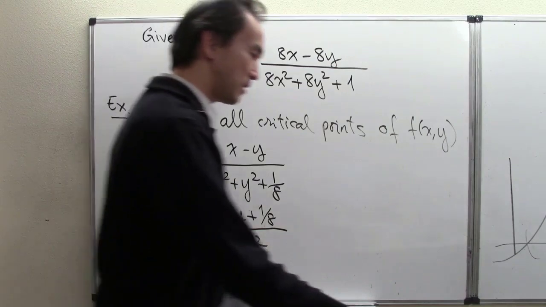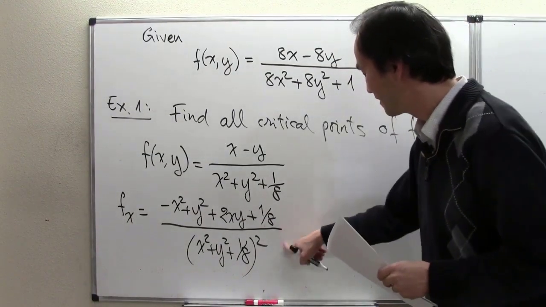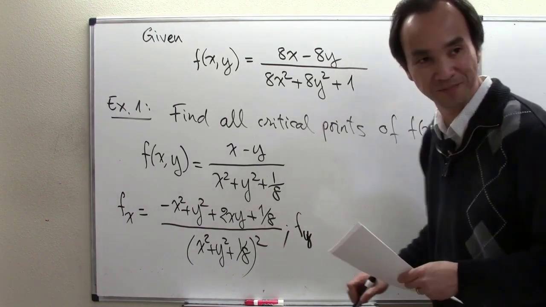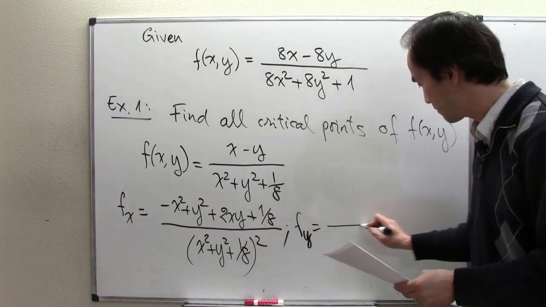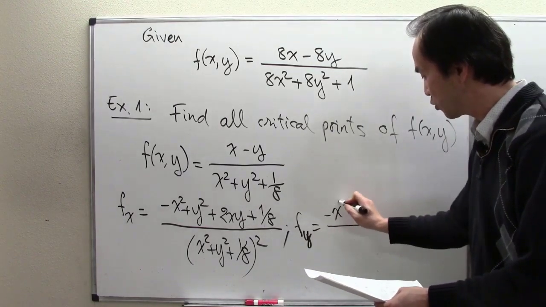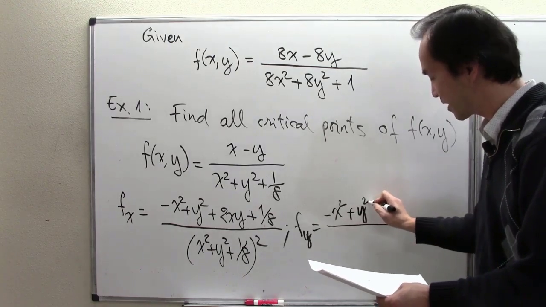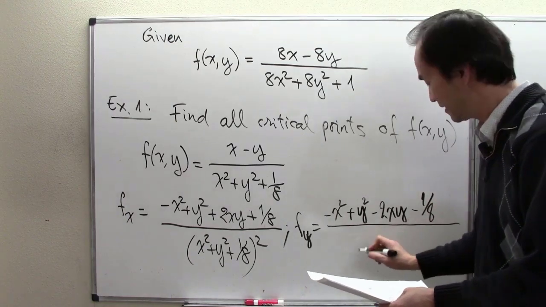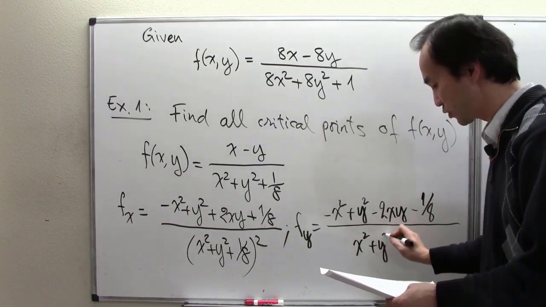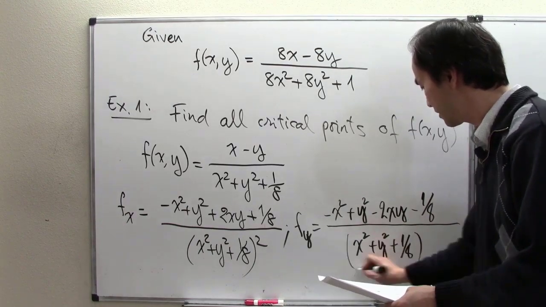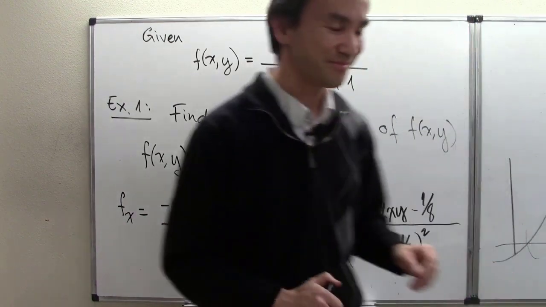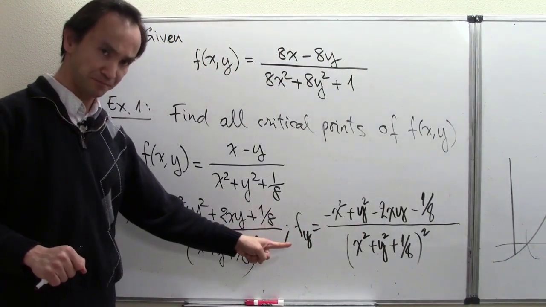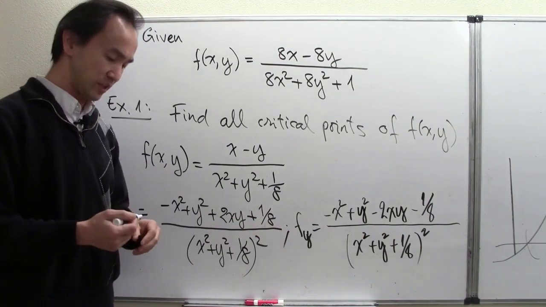And then I also have found, in another way of saying, the partial derivative of the function with respect to y, before I made this video lesson. Minus x squared plus y squared minus 2xy minus 1/8, over x squared plus y squared plus 1/8, all squared in the denominator. And so for anyone viewing this lesson, I highly recommend that you quickly pause the video and double check your work to make sure it agrees with me.